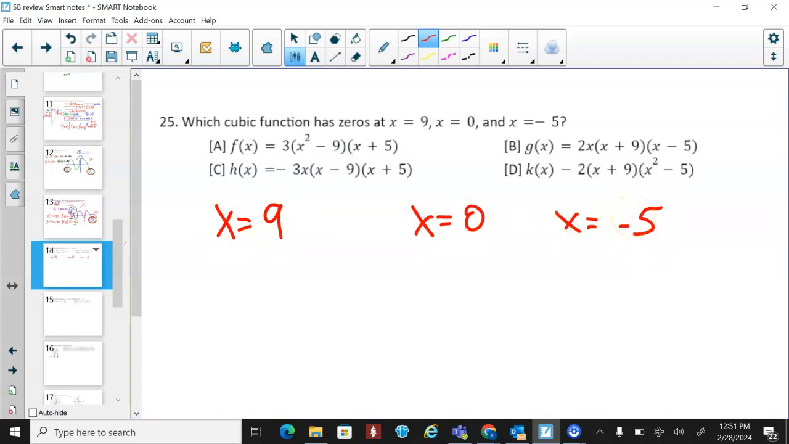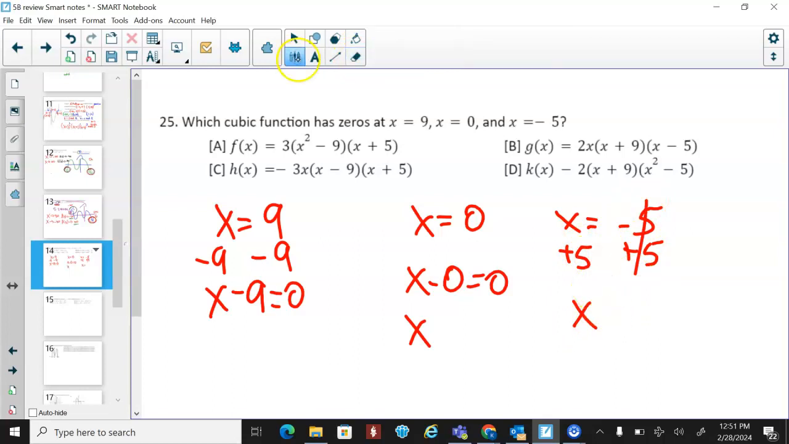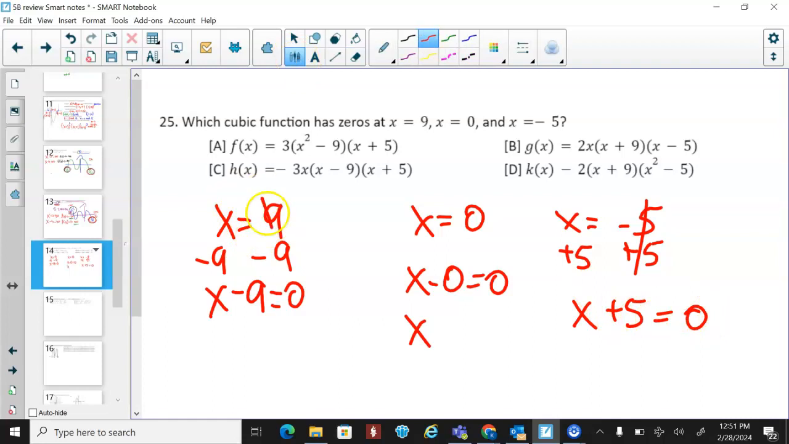And I will set them equal to 0, which means I would subtract the 9 to the other side. So x minus 9 now equals 0. I would subtract the 0 to the other side, so it'll be x minus 0 equals 0, which is really just x equals 0, right? So it goes back to the same. It's just x, basically. And then I would also set this equal to 0 by adding the 5 to both sides, so x plus 5 will equal 0. So that's the factor form, all right?